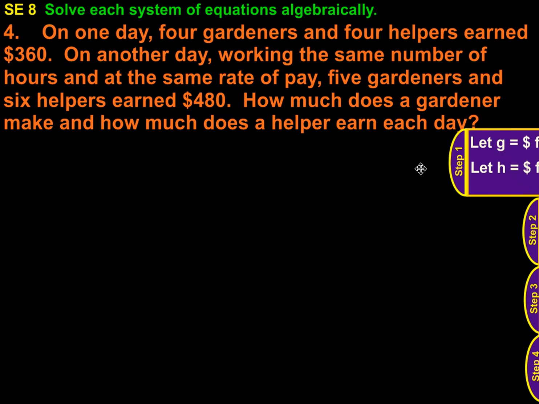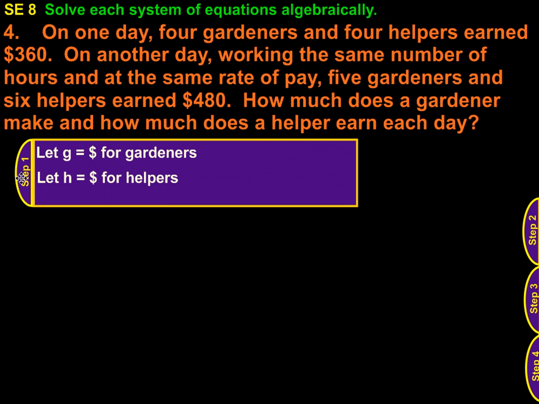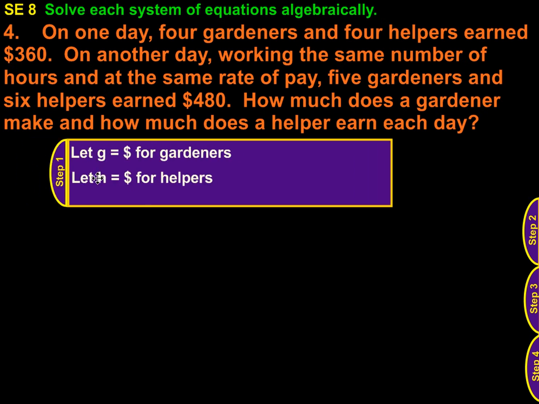Well, we'll start by getting our let statements. So I chose let G equal the amount of money gardeners are making, G for gardeners, and let H equal the amount of money helpers are making, H for helpers. It's a good idea to choose the letters and have them match up with whatever you're working on in the problem. It just helps you keep more organized.